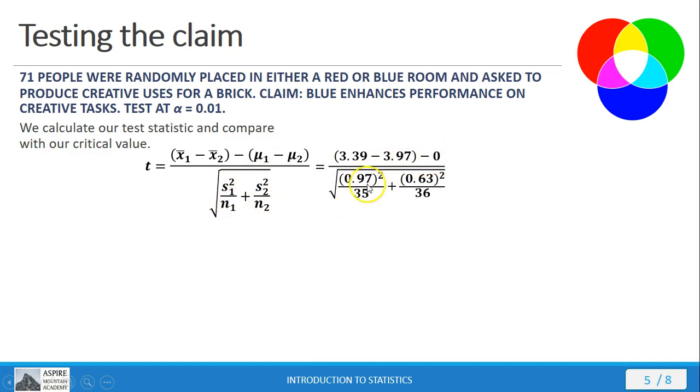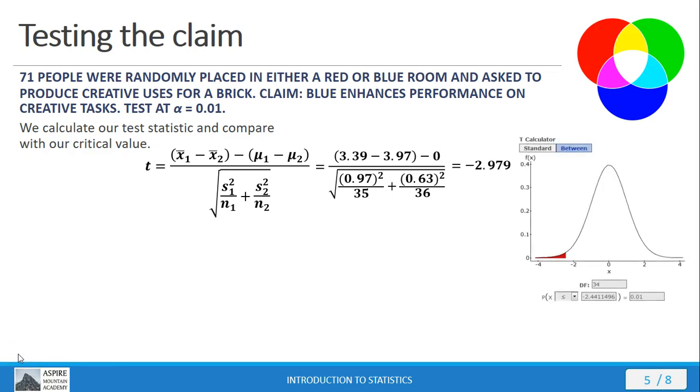And then down below we've got our sample standard deviations, which we square, and then the different sample sizes. And we punch all that out on our calculator, and out comes negative 2.979. This is our test statistic. We then go to our t-calculator, our t-distribution, or you can use a table. You're going to get the same thing out of it.